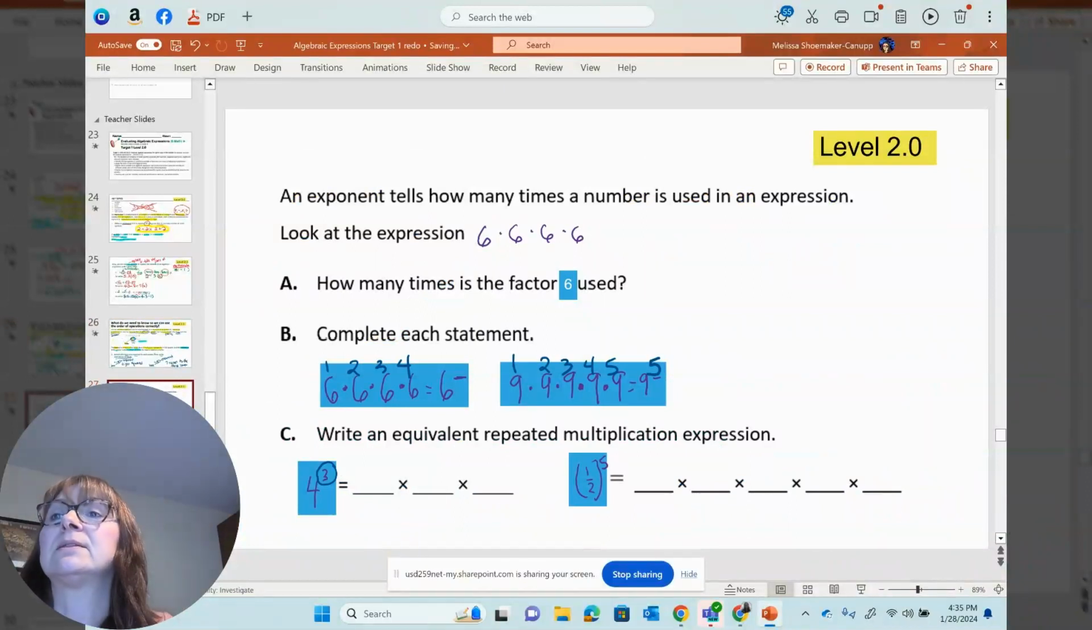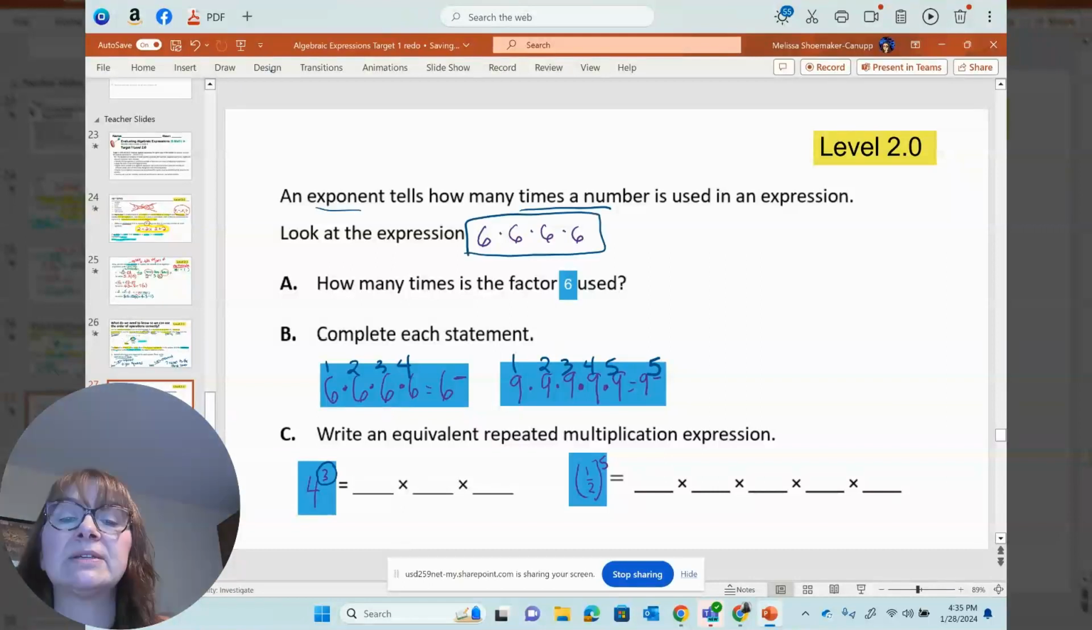Next slide looks like this for me. Looks slightly different for you, but not very much different. An exponent tells us how many times a number is used in an expression. So we're going to take a look at this expression, 6 times 6 times 6 times 6. Remember, the dot means multiply. We could also write that in parentheses if we wanted to. Means multiplication. How many times is the factor 6 used? Well, how many times do we write that? 1, 2, 3, 4 times. Now, count your number because it's not a 6, it's a 5.